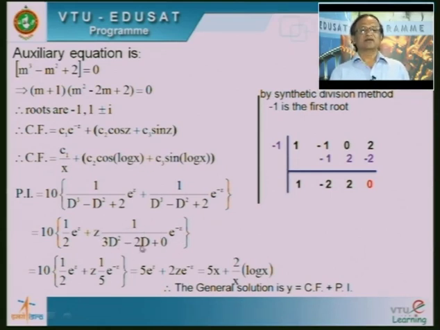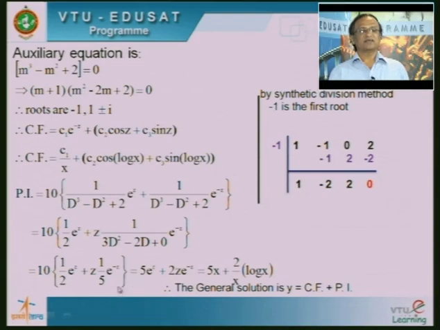Once again I can verify whether, when I replace D by minus 1, it becomes 0 or not. 3 into minus 1 square becomes plus, it becomes 3, and again I have to replace D by minus 1 in the next term, so it becomes minus into minus, plus 2. Is it clear? When we simplify, I hope we will get 1 divided by 5. So, the first part remains the same: 10 times of 1 by 2 e to the power z plus z into 1 divided by 5 e to the power minus z is the particular integral.